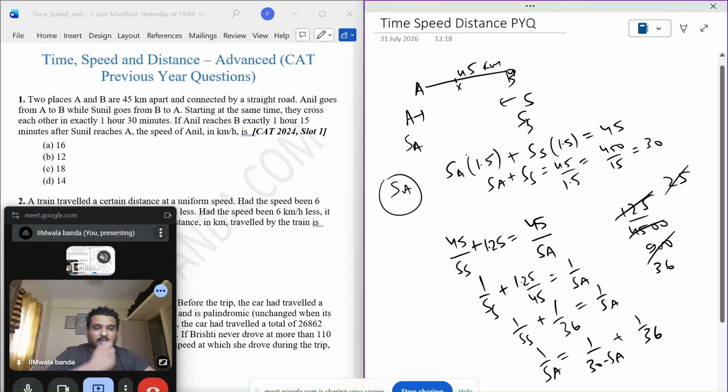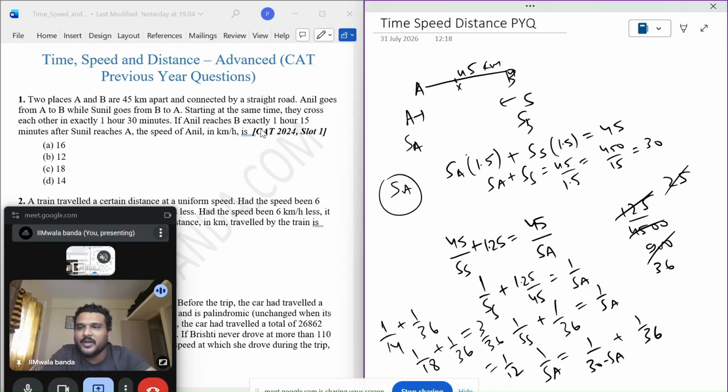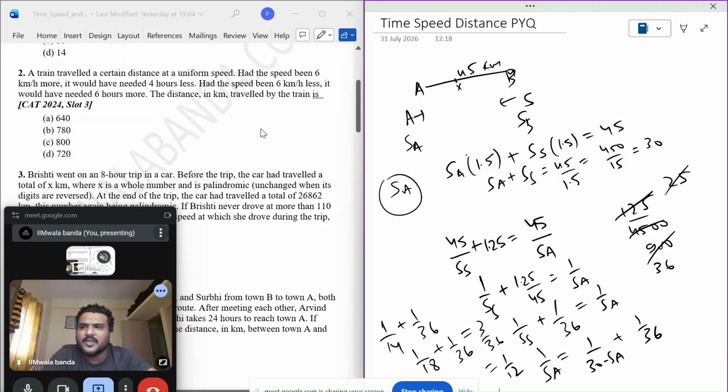Okay. So simply put SS as 30 minus SA. Now, before you solve and make it into a quadratic, why not just look at the options? Let's put option A. If I put SA as 16, this becomes 30 minus 16, or 14, plus 1 by 36. Nothing is matching. Okay. Let's look at option B. 1 by 12. So 30 minus 12 is 18, plus 36. Yeah. So this is 2 by 36, or this is 3 by 36, or 1 by 12. So now you got from the option that the answer should be option B. So no need to solve. Always keep your eyes on the options.